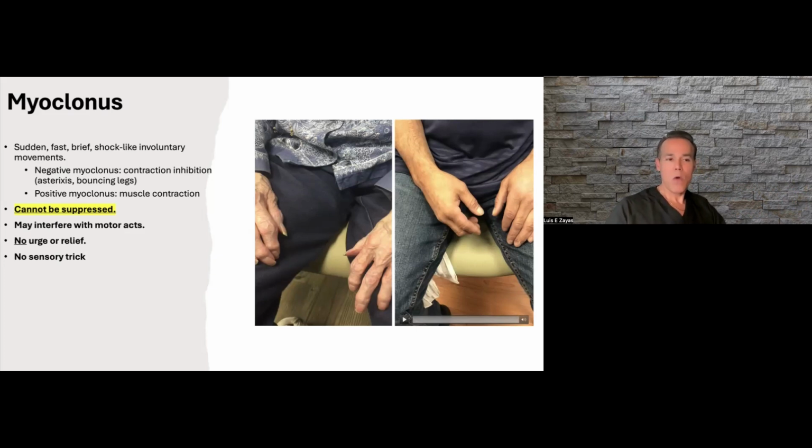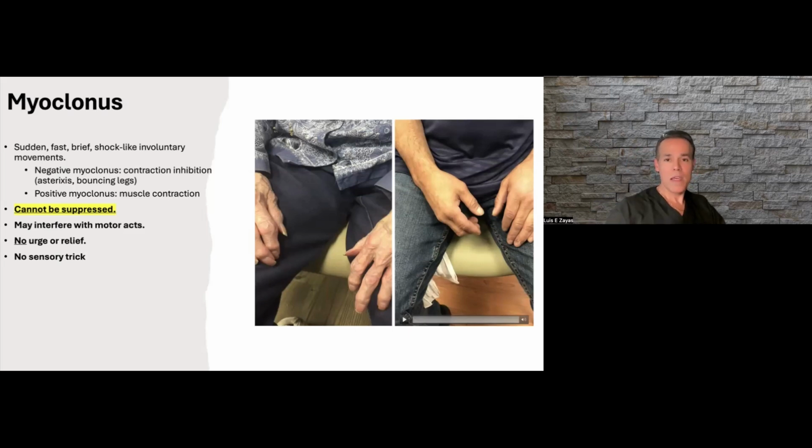Now, the myoclonus might interfere with a motor act. Okay, so that's why sometimes when the patient is telling you that they are dropping things, you start thinking about myoclonus. That might happen with chorea too, but myoclonus is very characteristic that the patient starts dropping things.